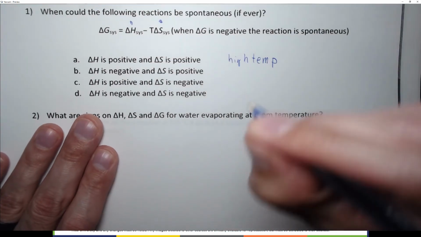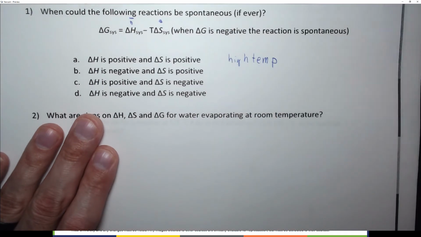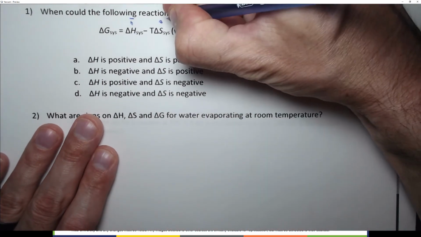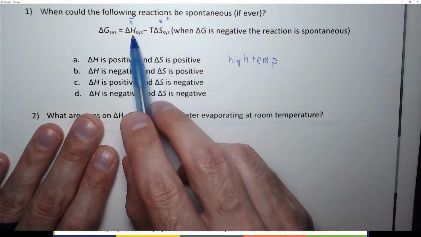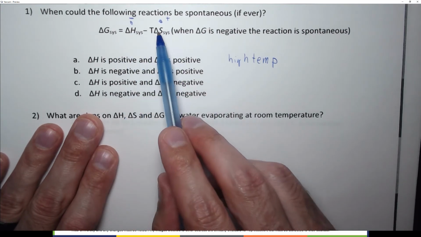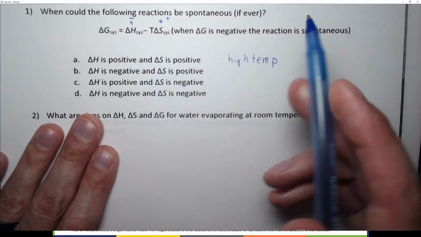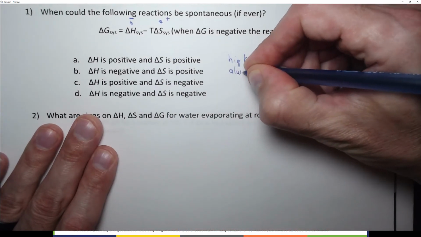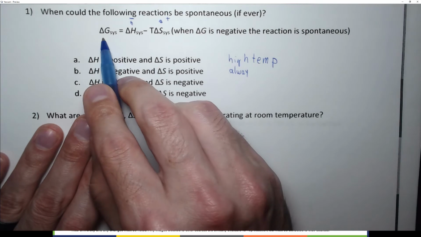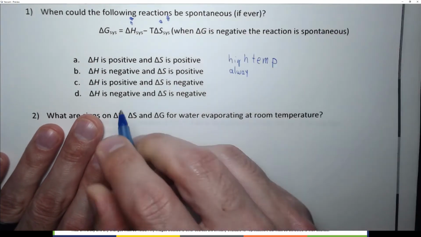It would be easier if I could erase, but I can't. All right, it says delta H is negative and delta S is positive. Remember that this is delta H minus T delta S. So we have a negative minus a positive, or a negative plus a negative. This is always going to have a negative delta G, or it's always going to be spontaneous. Let's look at the next case.